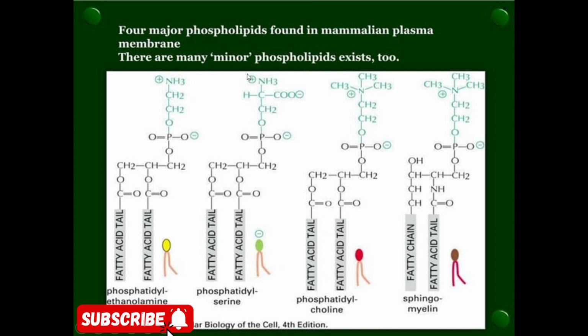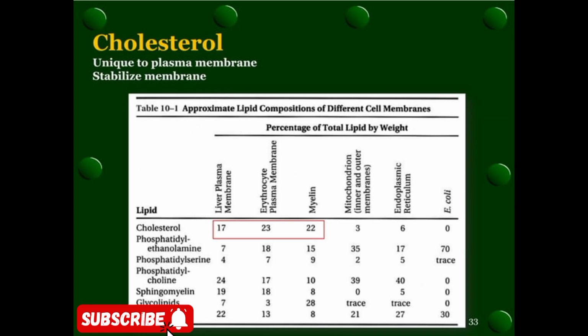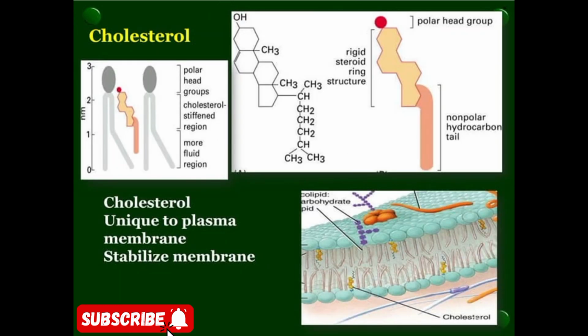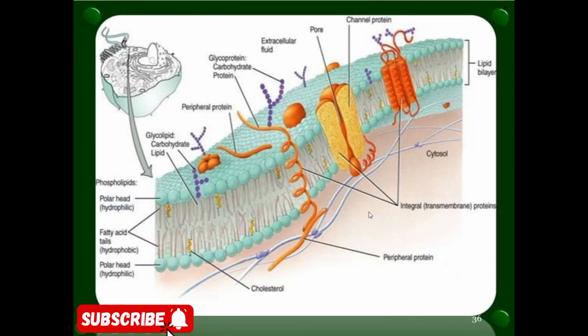There are many minor phospholipids too. Phosphatidyl ethanolamine, phosphatidyl serine, phosphatidyl choline, and sphingomyelin. These are the names of various types of phospholipid present in the plasma membrane of mammals. Cholesterol, as we know, is also a type of lipid, present and attached to other lipids or other conjugated molecules, and this is the structure of cholesterol. You see here in the plasma membrane, this is the structure of cholesterol.